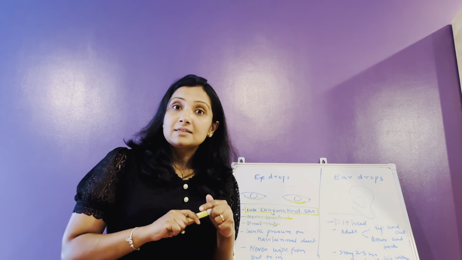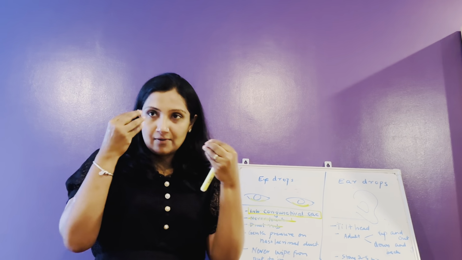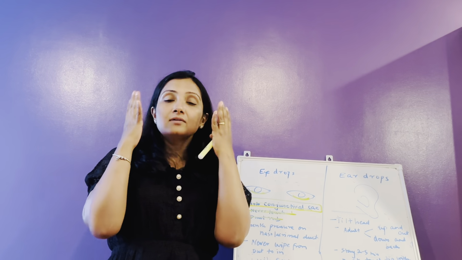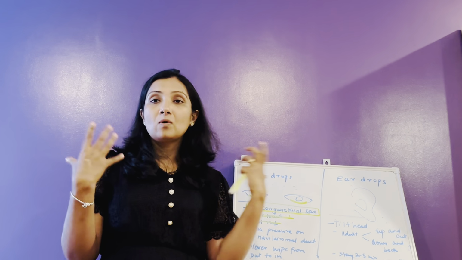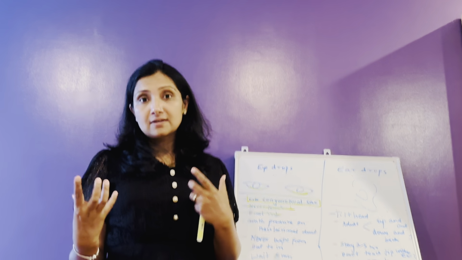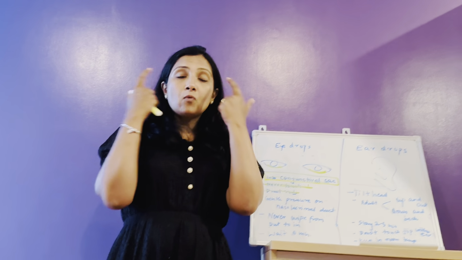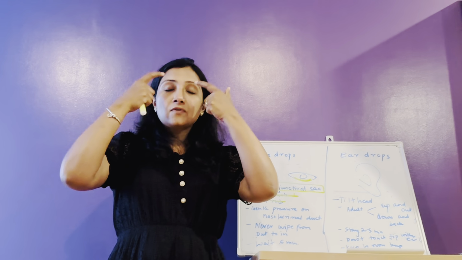Another very important thing, after instilling the eye drop: the eye drop is for the eye, right? You want the maximum effect to be seen just in your eye, the local effect. You don't want a systemic effect. Certain eye drops such as Timolol, it is a beta blocker. We want the action of the drug locally. You don't want it to go into systemic circulation.